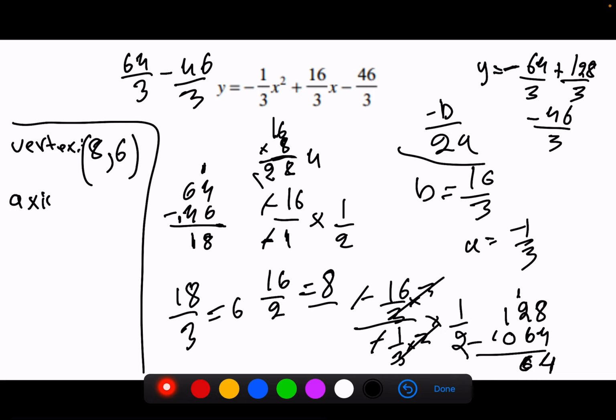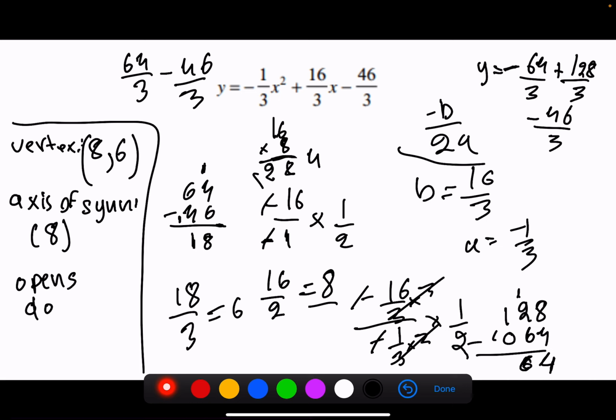The axis of symmetry is the x-coordinate of our vertex, which is 8. And the function will open down. The reason for that is because if you see over here, our a term is negative. So negative 1/3 is less than 0. So it opens down. Let's move on to the next problem now.